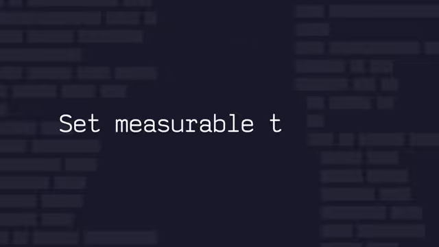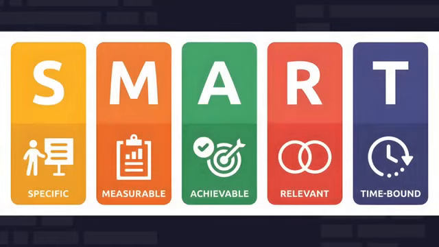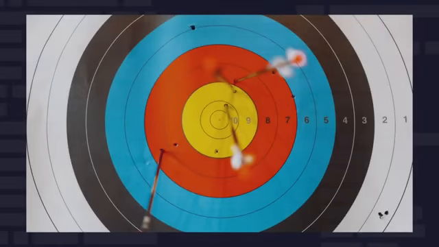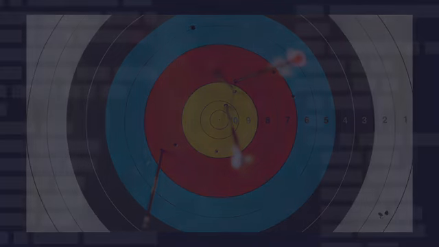Set measurable targets. Establish specific, measurable, achievable, relevant, and time-bound goals, or SMART goals. For example, set a goal to reduce page load time by 30% within 3 months, or achieve a TTFB of under 20 milliseconds. Clear targets will provide a benchmark for progress and help you stay focused.